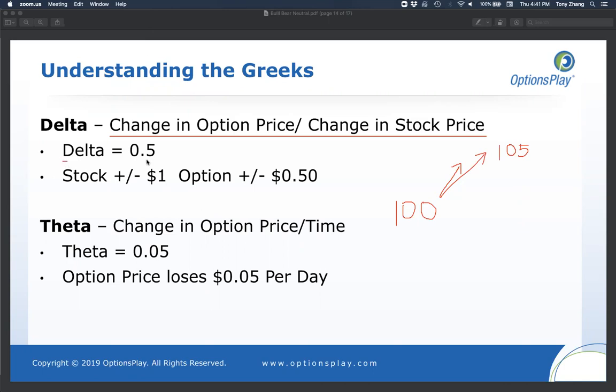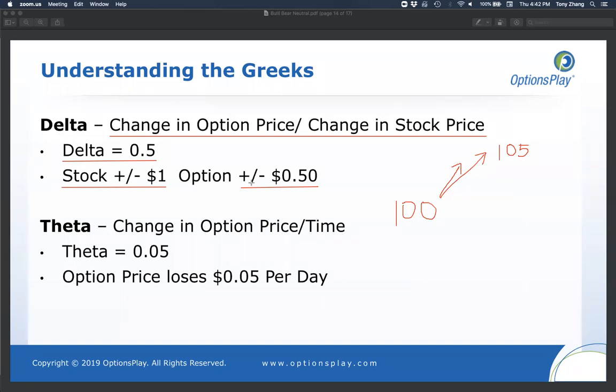So if you see a call option, or any option, with a delta of 0.5, what that's telling you is that for every $1 the stock moves, the option will move 50 cents. So in this particular case, if the stock moved $3 higher, the option would move roughly $1.50. That gives you a sense for how much money you can expect to make on an option trade if the stock was to move higher or lower.